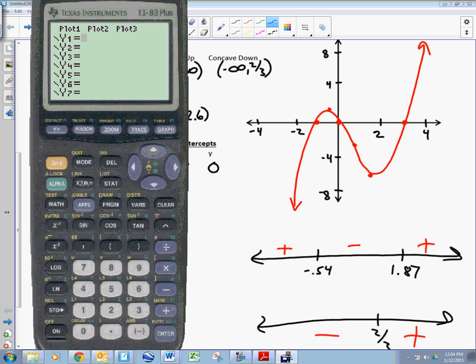Bo's talking smack right now. He thinks this is better than mine. As long as you want to live in opposite world, that's fine.